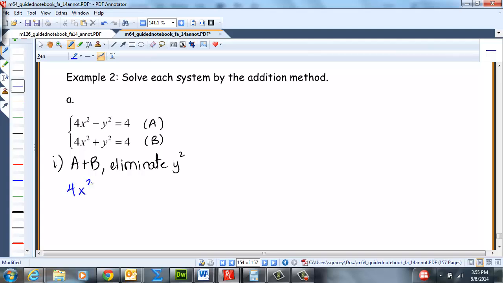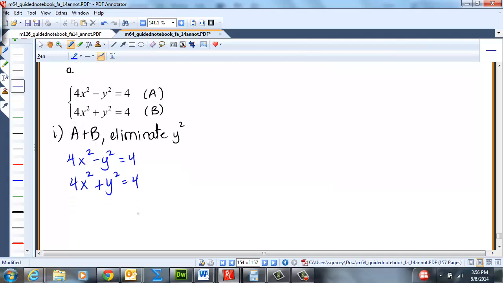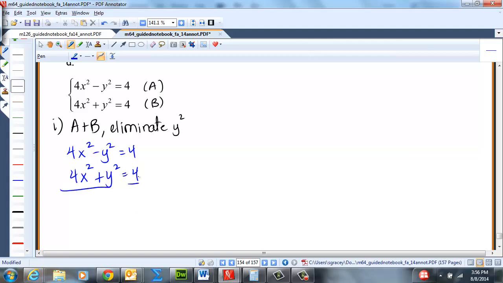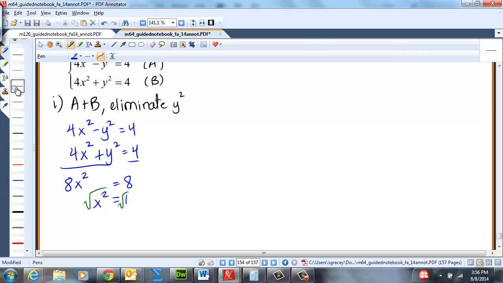We've got 4x squared minus y squared is 4. 4x squared plus y squared is 4. So adding, we get 8x squared is 8. Dividing by 8, we'll get x squared is 1. And then square root both sides, and you get x is plus or minus 1.